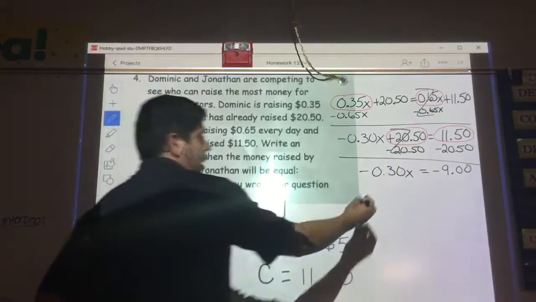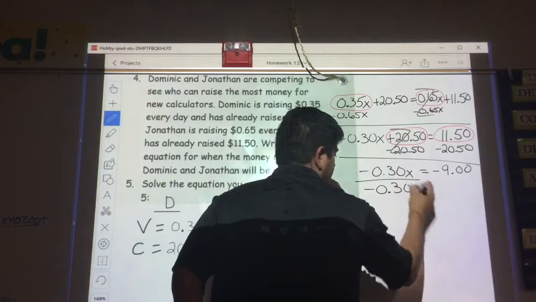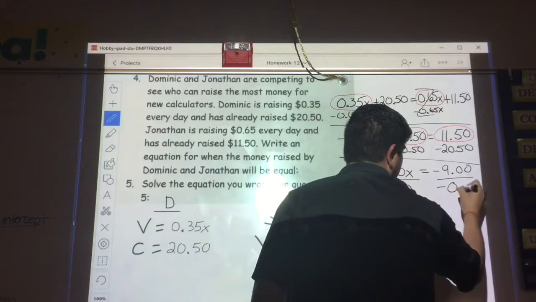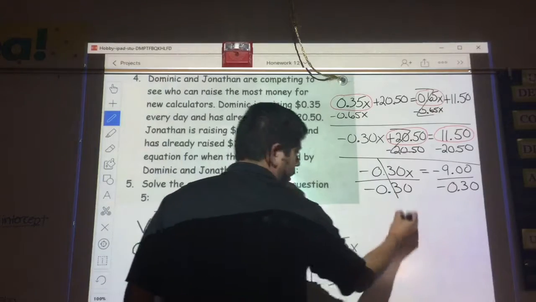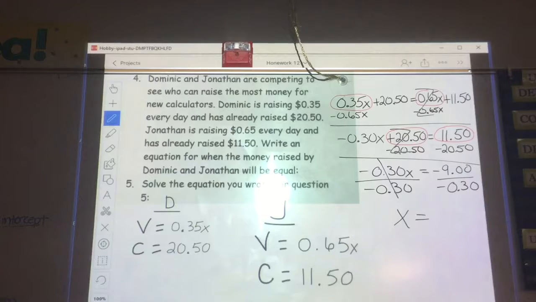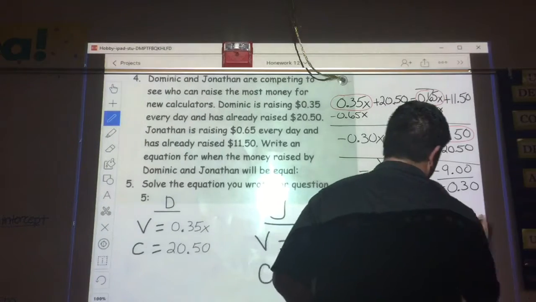Okay, so now I just divide by the coefficient that's in front of my variable. So I divide by negative 0.30. I do it to both sides. Okay, this makes 1x equals, now I just have to divide negative 9 by negative 0.30. Negative 9 divided by negative 0.30. Okay, this will be x equals 30.